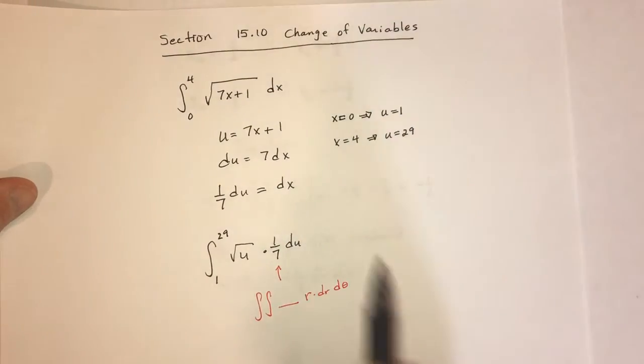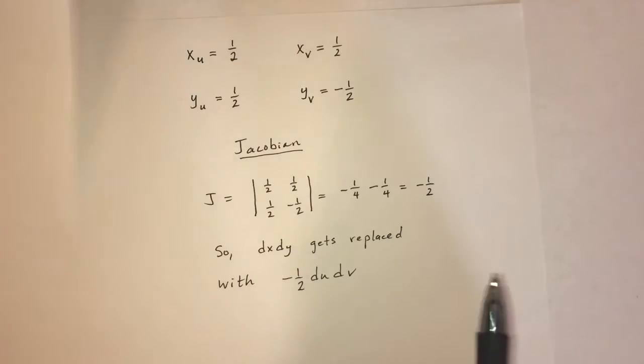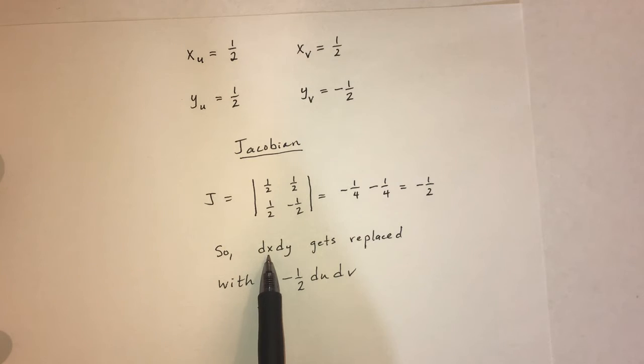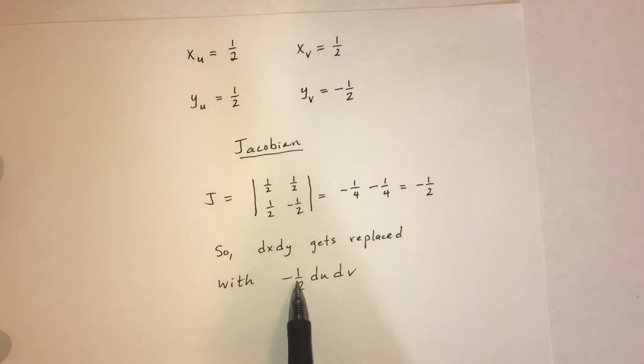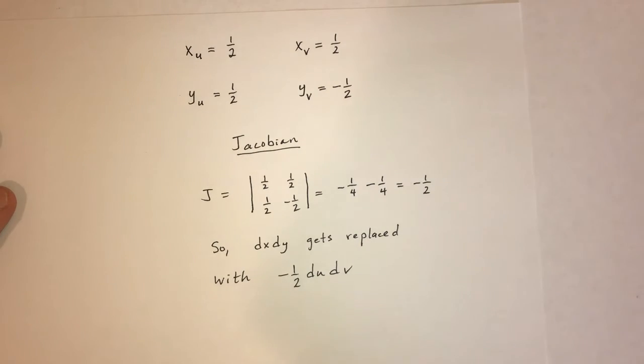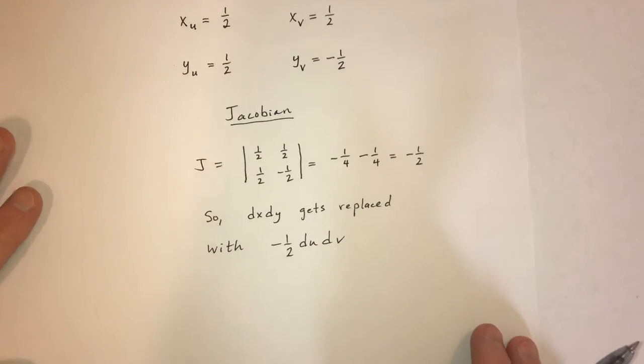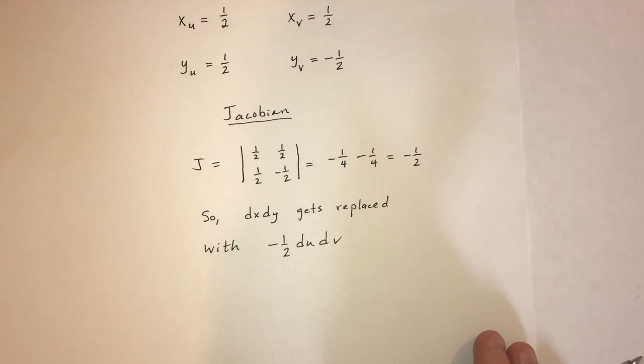So if you look back at the Math 3a example, the dx got replaced with 1/7 du. Well, sort of similar right here, except it's a dx dy gets replaced with negative 1/2 du dv. Now, what about the limits? Oh, I guess I should go ahead and just set up the integral, and then we'll do the limits.